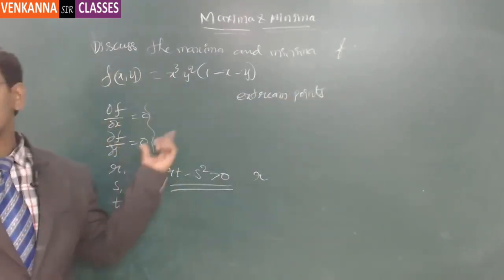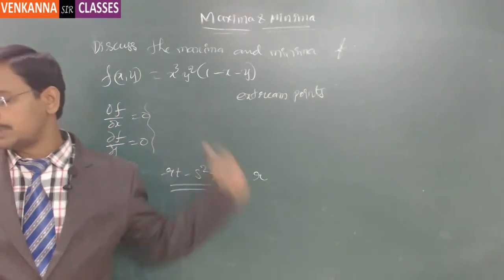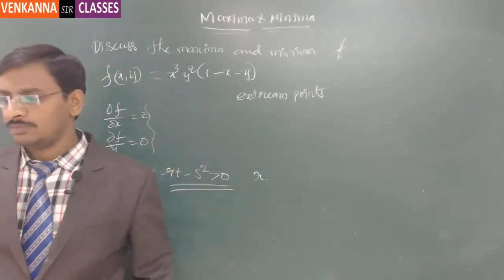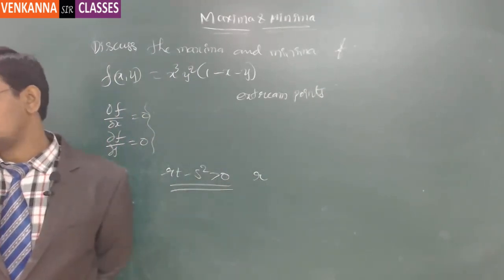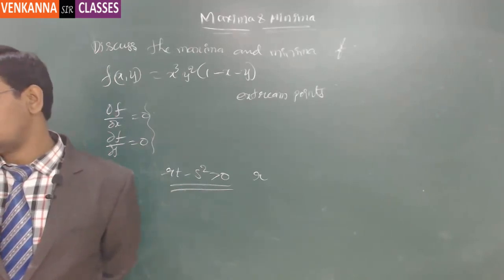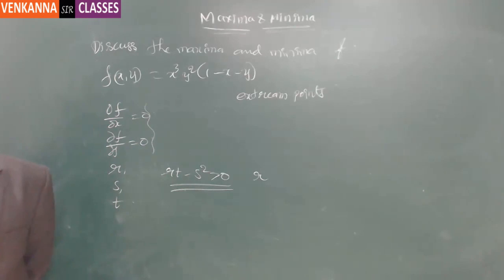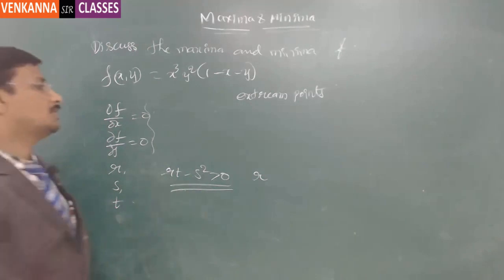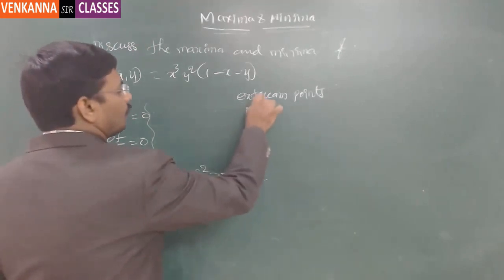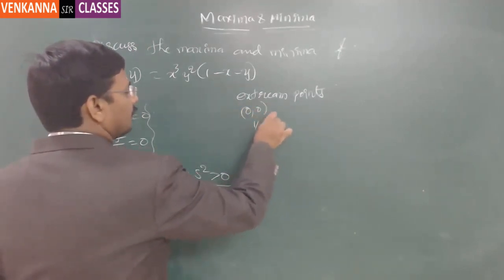So take the derivatives and equate to 0 and solve these two equations for that. 0, 0 is one value. What is the other value? 1 by 2, 1 by 3. Yeah, correct. Not 1 by 3, 1 by 2. The order should be different. Okay. So 0, 0 is one point, and 1 by 2, 1 by 3 is another point.